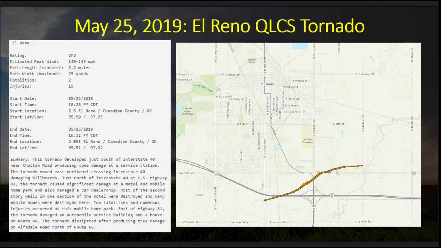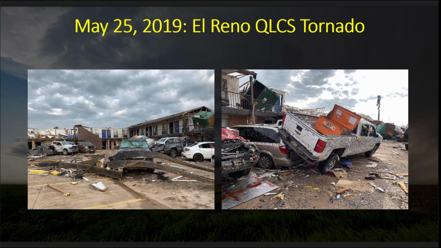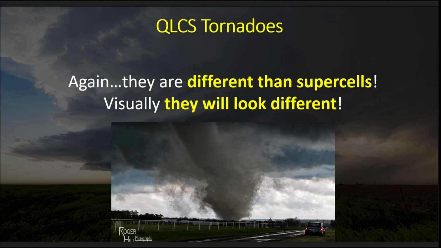A lot of times these QLCS tornadoes, because they are so short-lived, may not hit anything significant. In this case, it unfortunately hit a bad location, essentially a hotel. If it had hit a mile or 2 south, it may have been in an open field, but here it hit the intersection of Highway 81 and I-40 on the south side of El Reno. And here are some pictures. So yes, though it's rare, QLCS tornadoes can be significant and can be deadly, but they will also look different than supercells, and visually you will not see this.